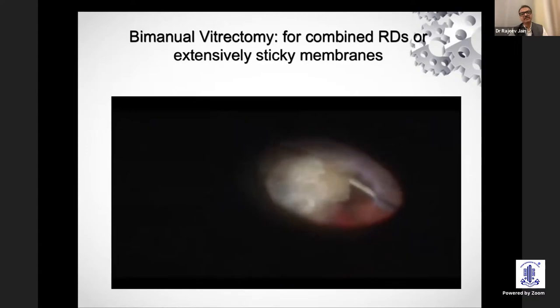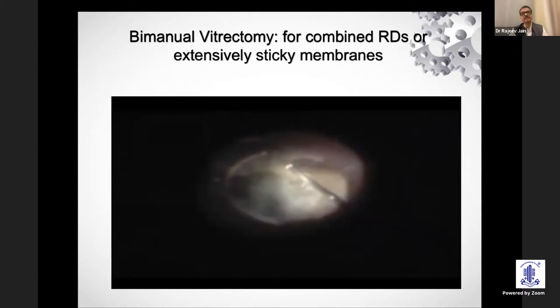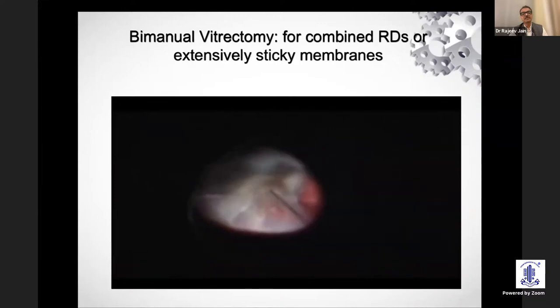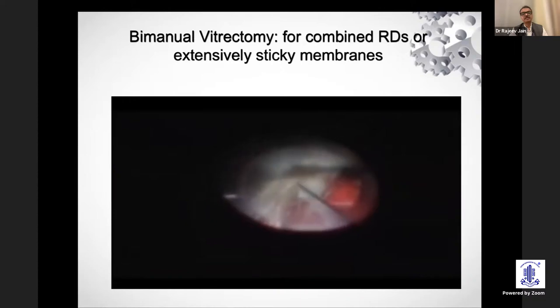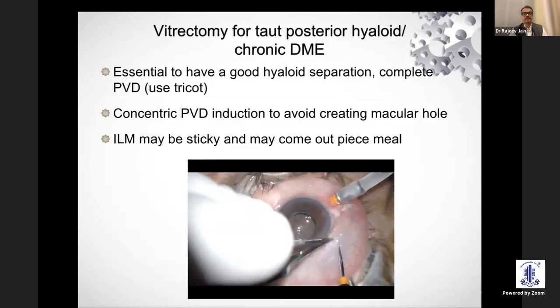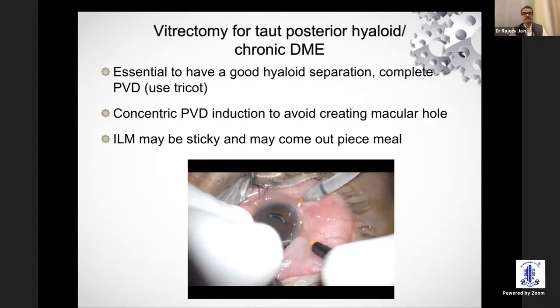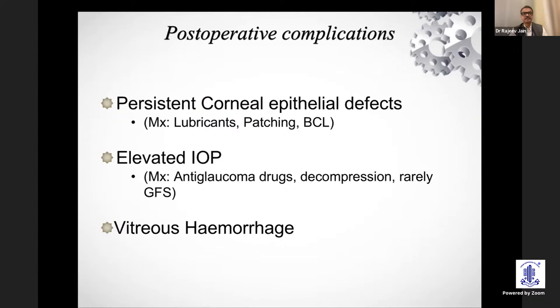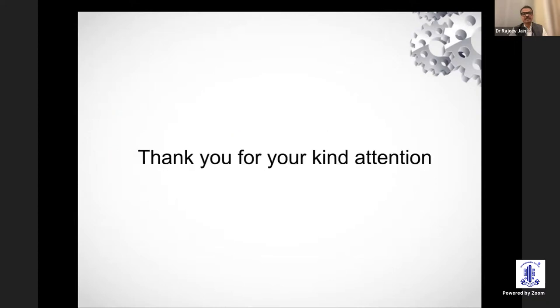Bimanual vitrectomy has definitely made our life easier. And with the advent of good chandelier lights, bimanual vitrectomy has increased our success rates. And the duration of surgery has significantly gone down. So intraoperative complications can be formation of cataract, trauma, prolonged surgery can cause disc changes if we are not taking care of the perfusion. And there can be persistent corneal epithelial defects, glaucoma, and recurrent bleed.